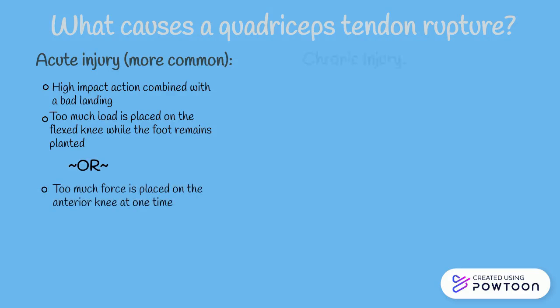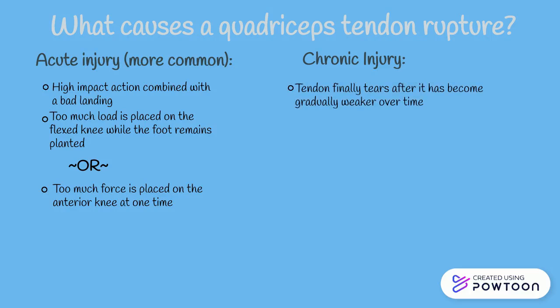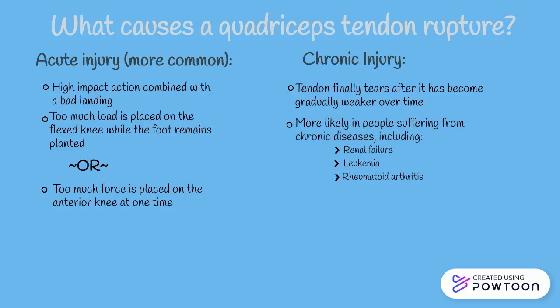The other option is that this could be a chronic injury, which is much less common, but it's when the tendon finally tears after it has become gradually weakened over time. This is much more likely in people suffering from chronic diseases, which include renal failure, leukemia, rheumatoid arthritis, and diabetes mellitus, all of which negatively affect tendon strength. Additionally, recent case studies have linked corticosteroid abuse, especially in bodybuilders, to chronic tendon rupture. Overall, the people who are most likely to suffer from a quadriceps tendon tear are males who are greater than 40 years old.